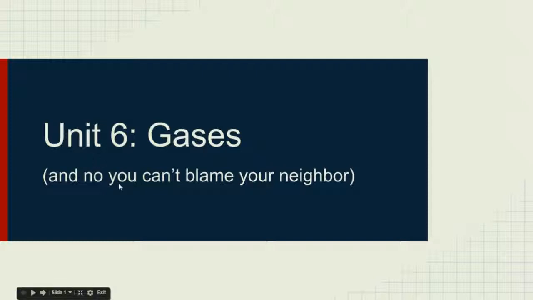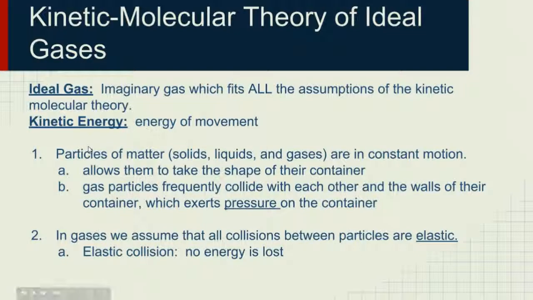So Unit 6, gases. I'm going to talk a lot here to start with about the kinetic molecular theory, and I'll abbreviate that later on KMT, just because it's a bunch shorter. And then we're going to talk a lot about ideal gas. So what an ideal gas is, it's imaginary. So nothing, not real at all. There is no gas that acts perfectly like this, but an ideal gas fits all of the assumptions that we're about to run through.